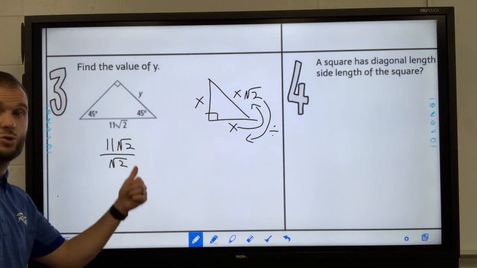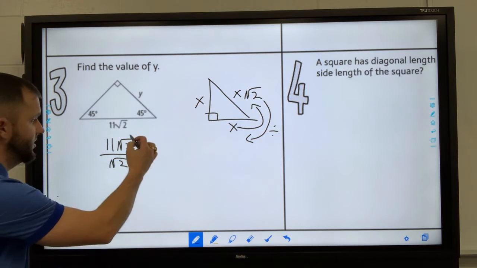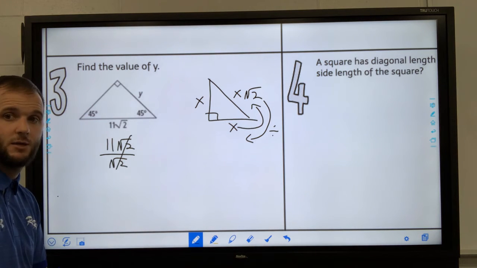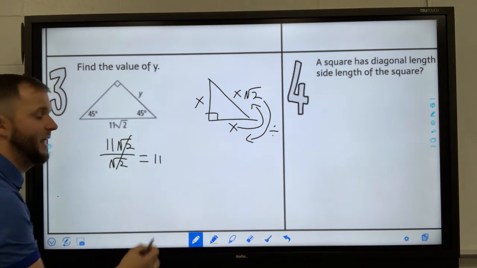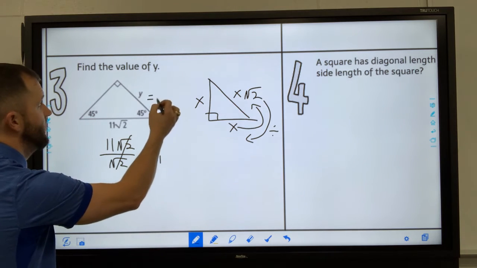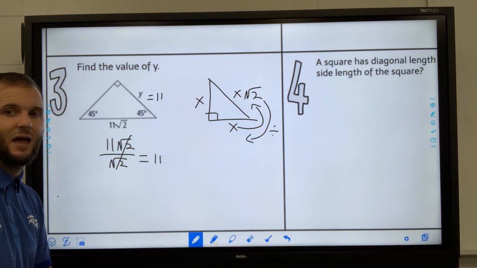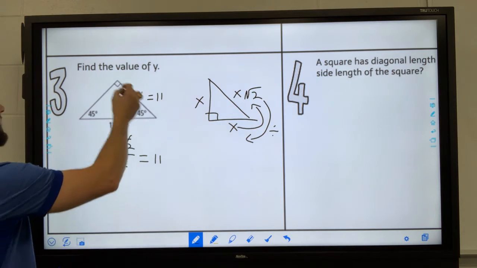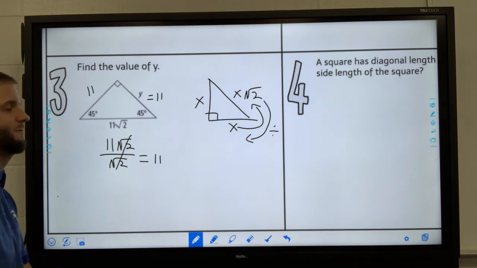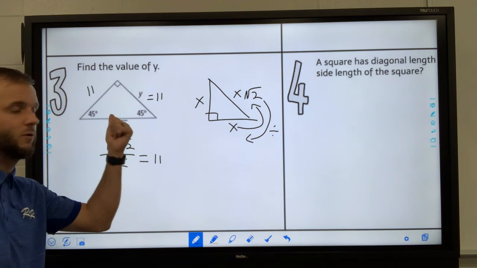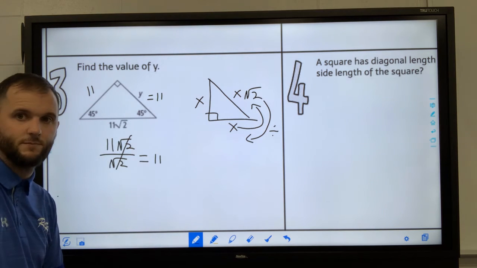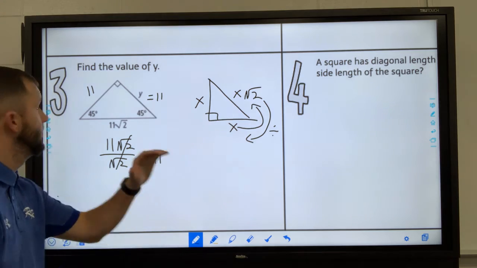So if you look here, square root of 2 over square root of 2, this is actually going to cancel, okay? So that means I am going to be left with 11. So that means your y value here, which is your leg, would end up being 11, okay? Which, if I wanted to find the other one, the two legs in a 45, 45, 90 are going to be congruent, so that would be 11 as well. Pretty simple. Moving on to example number 4.